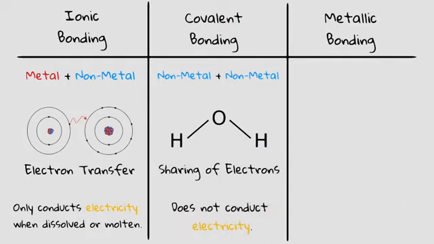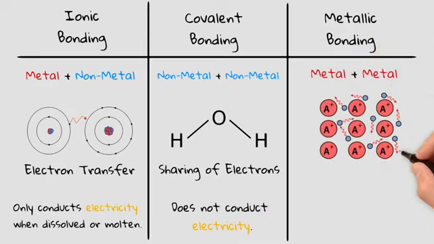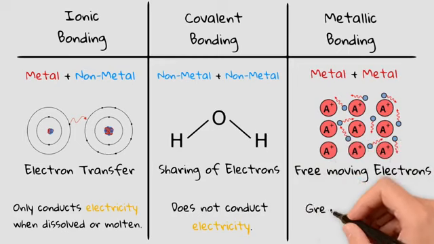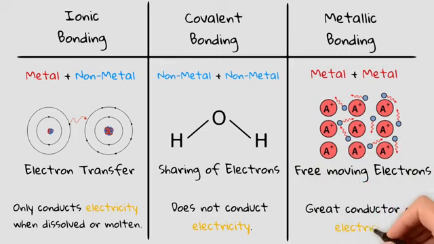Metallic bonding happens only between metals. Instead of transferring or sharing electrons, metals have a sea of delocalized electrons, making them great conductors in any state, which is why copper is used in wiring. For more information about ionic and covalent bonding, check out my videos.